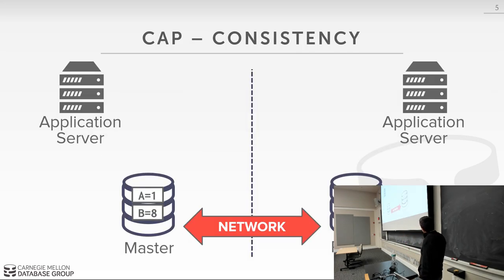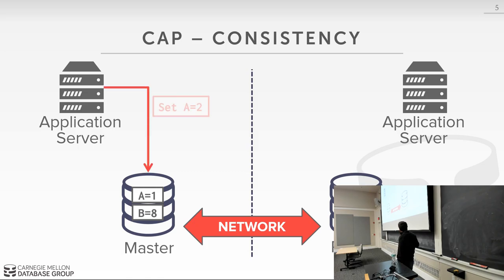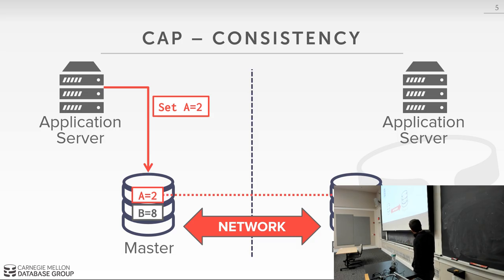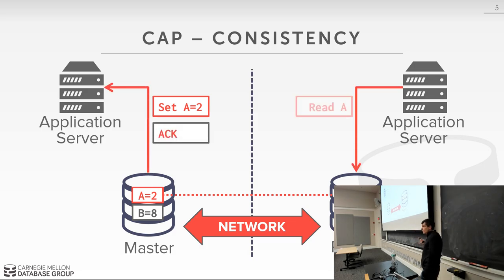There were three example scenarios to show what I mean for each of these properties. The first one was consistency. Here we have a replicated database with two objects, A and B, on both nodes. All the writes go to the master, so we want to set A. We apply our change, and then replicate it to our other machine. Now if anybody comes along and wants to read object A, after we've told the outside world that we've committed this transaction successfully, they will get the correct value.